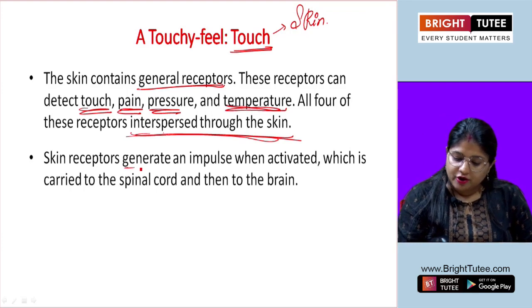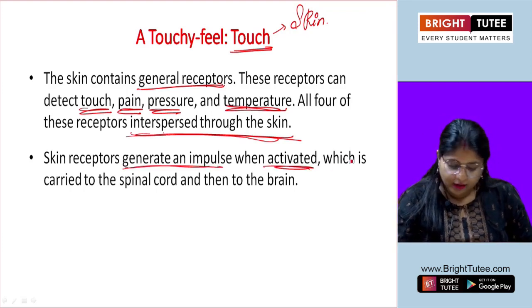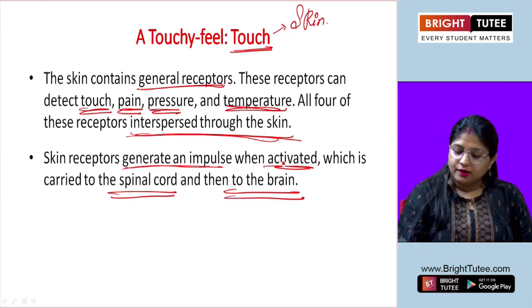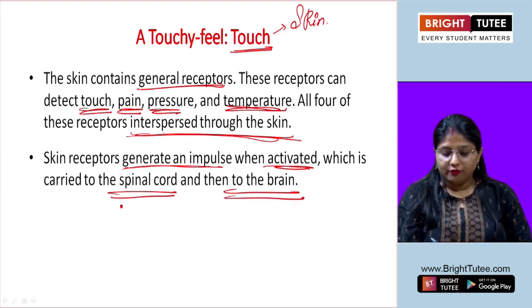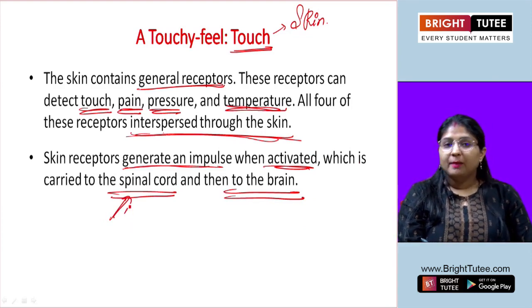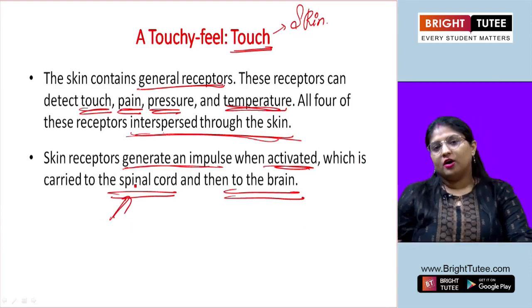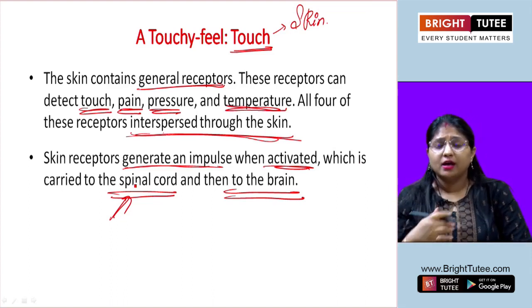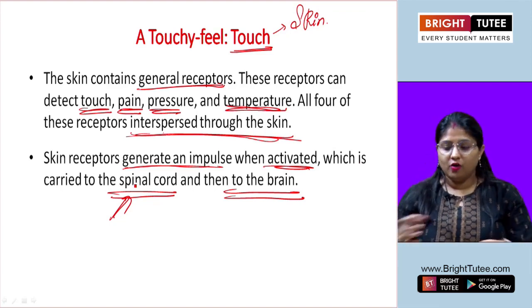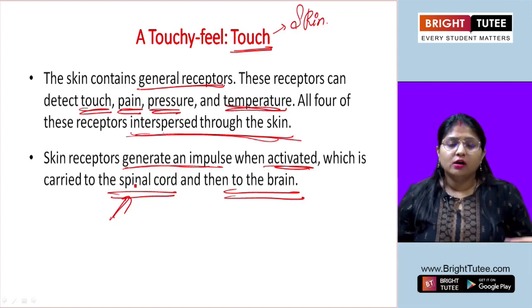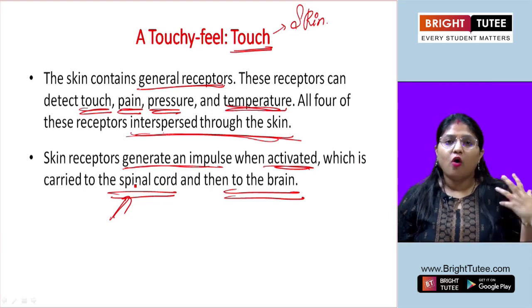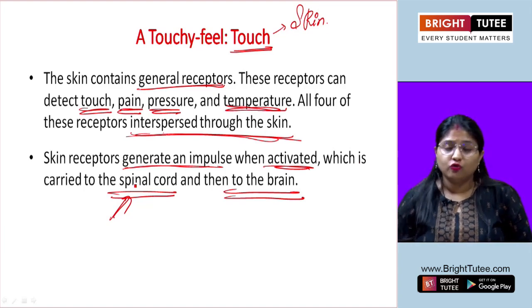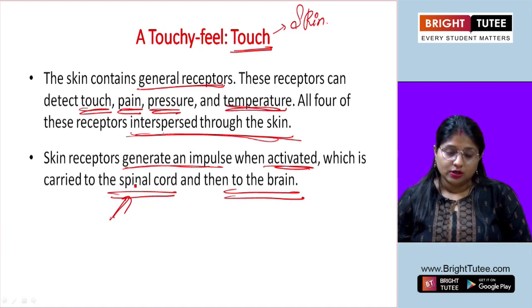Skin receptors generate an impulse when activated, which is carried to the spinal cord and then to the brain. Now over here you see that skin receptors are actually going first to the spinal cord. Why? Because skin receptors, especially below your neck, are there on the hands, legs, and on your trunk. So whenever you feel something cold or hot, first the information goes to the spinal cord, and through the spinal cord it goes to the brain to process that information, right?